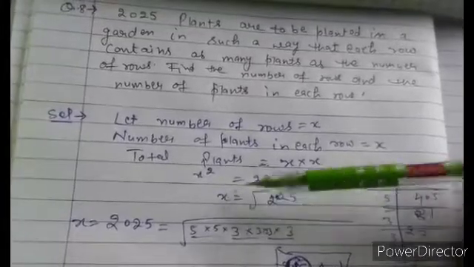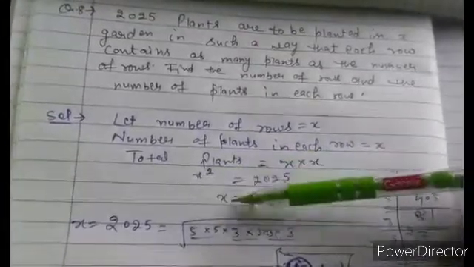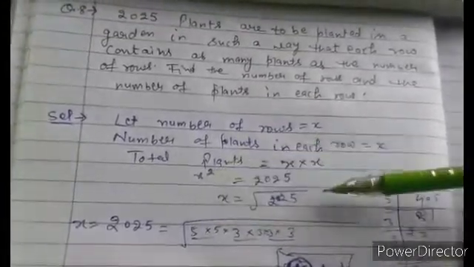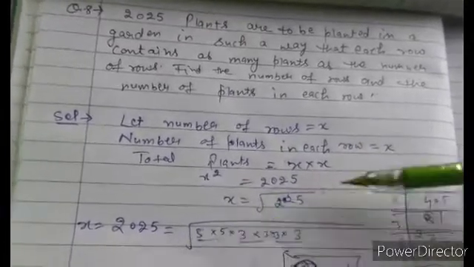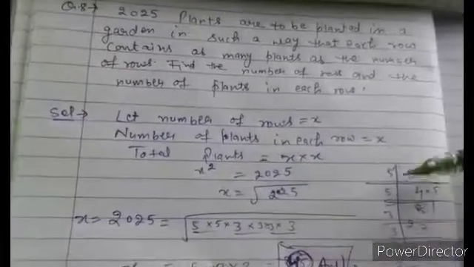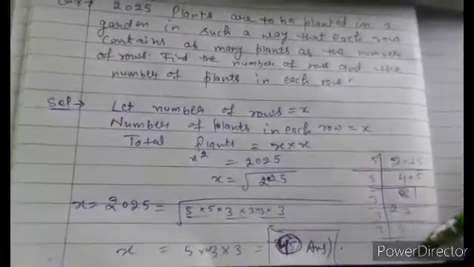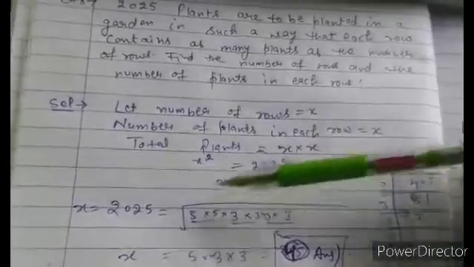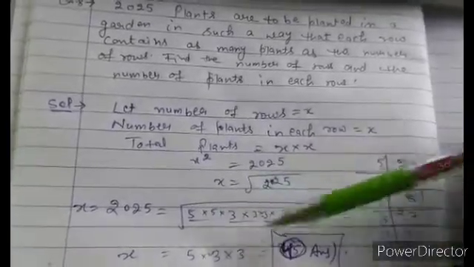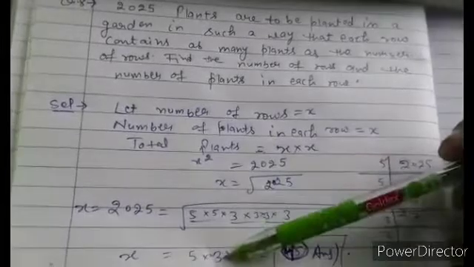Now we will find the square root, because we need the value of x. So this square will be changed to square root on the right hand side. Now the square root of 2025 we can find out with the help of prime factorization. Here you can see the prime factorization. Now we will make the pairs of these numbers. So one number we will take out from each pair.